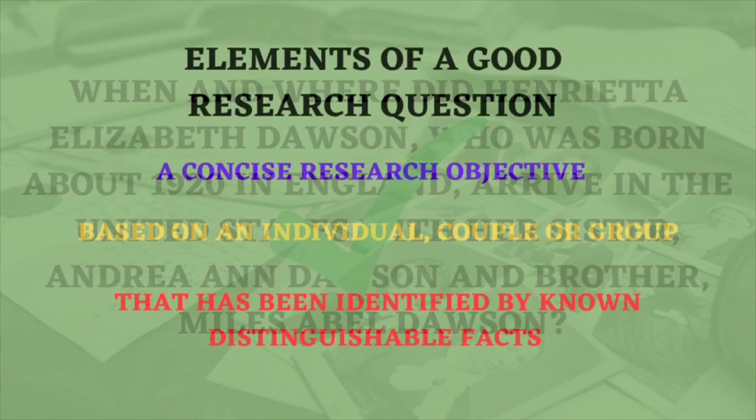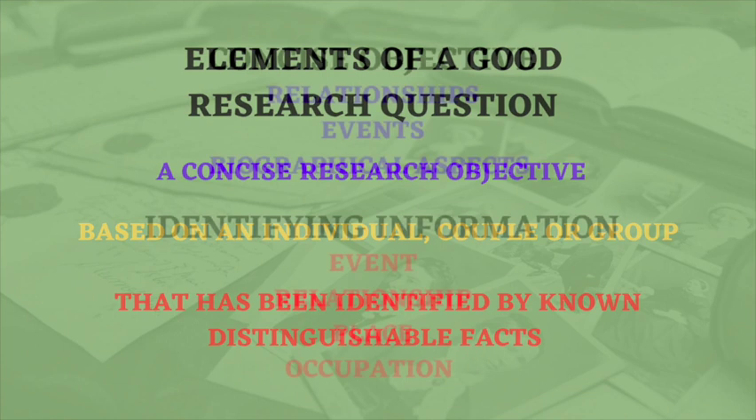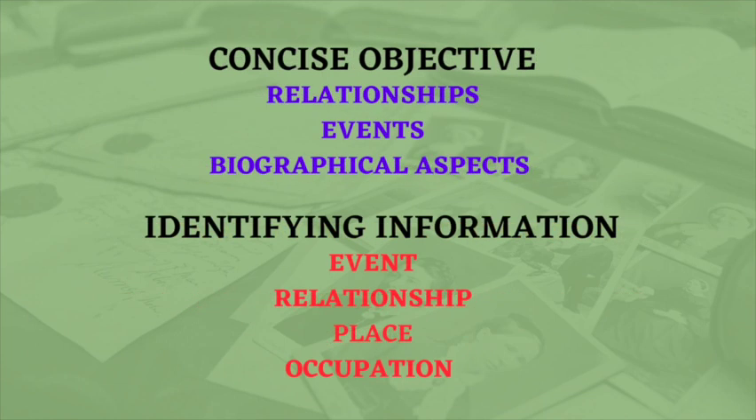The elements of a good research question are a concise research objective based on an individual that has been identified by the distinguishable facts that you already know. The objective can focus on relationships, such as determining the siblings of an individual. It could focus on an event, such as establishing the date and location of a marriage. Or it could focus on a biographical aspect, such as determining whether your ancestor owned land or how long they ran the local grocery store for.